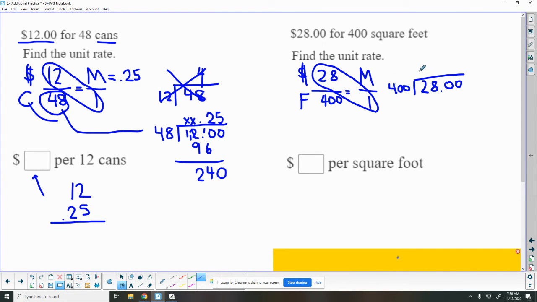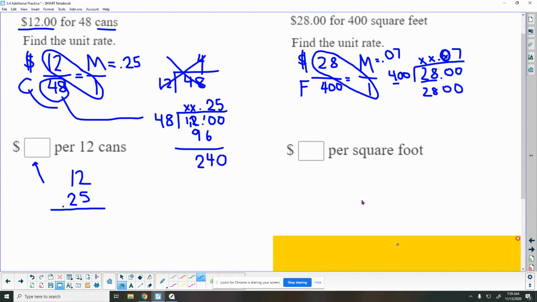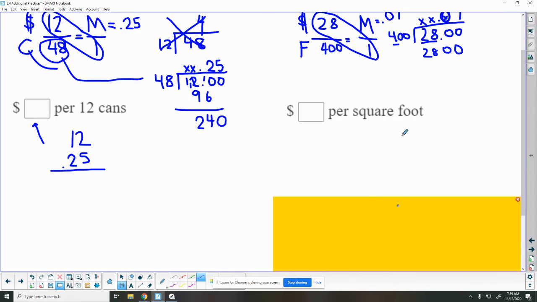So 400 can't go into 2, and it can't go into 28, and it can't go into 280. Oh, I'm going to bring my decimal up, and so that needs to be a 0 there. But I know if I'm counting by 4s, 4 goes into 28 exactly 7 times. So 4 times 7 is 28 with 2 zeros. So every square foot is 0.07, so 7 cents.